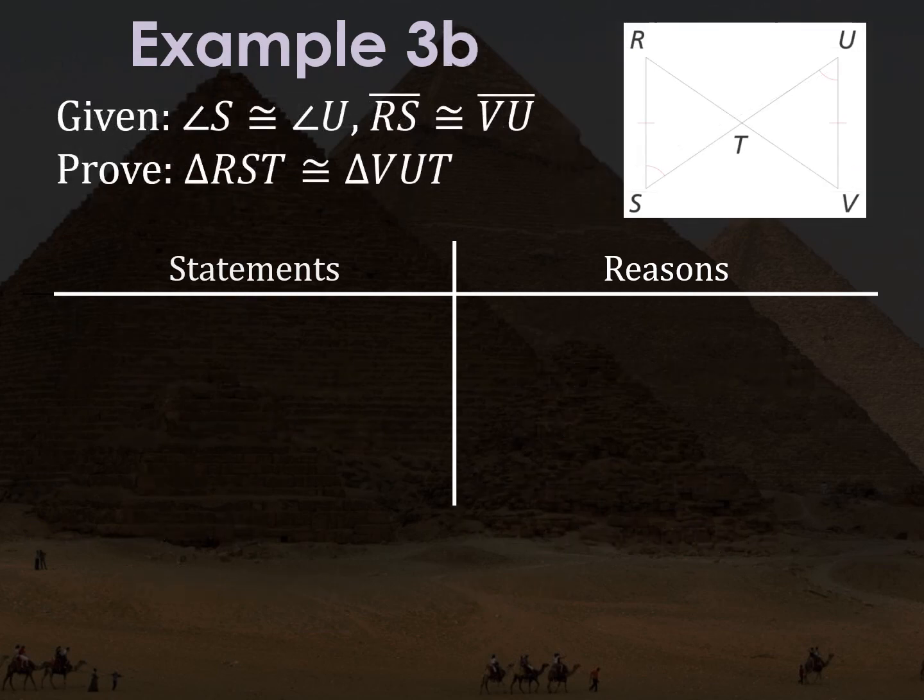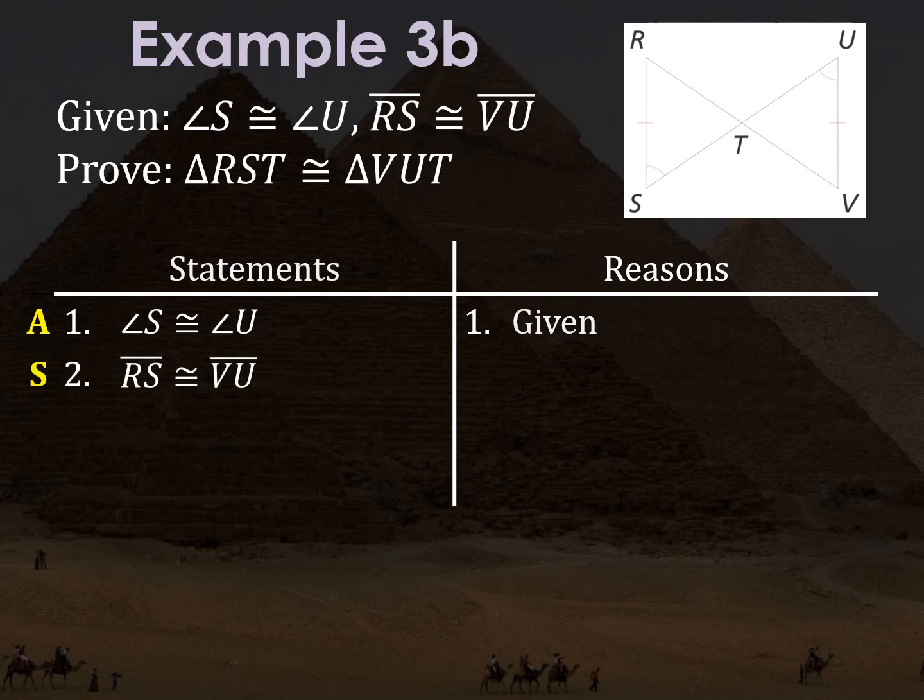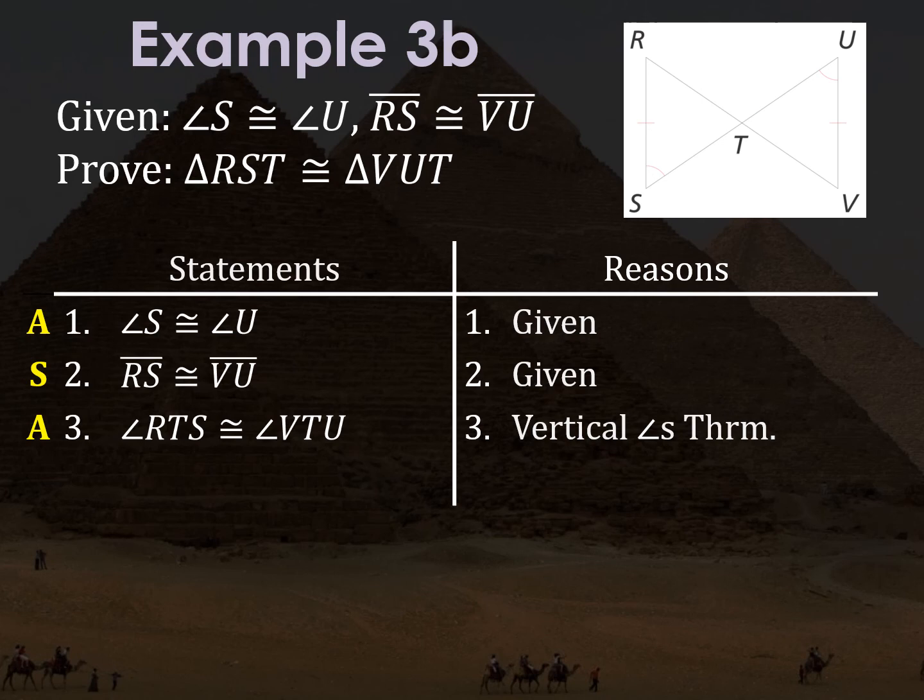3b, given that angles S and U are congruent and RS is congruent to VU, prove that triangles RST and VUT are congruent. Statement 1, angle S is congruent to angle U, and that is given. Statement 2, RS is congruent to VU, and that is also given. So we have an angle, we have a side. Where is that third corresponding part? And again, you notice that we have two intersecting lines. So angles RTS and VTU are congruent because of the vertical angles congruency theorem.